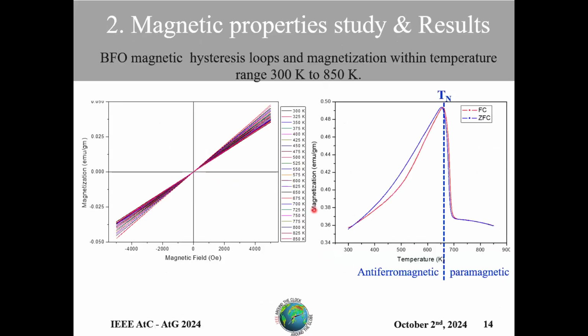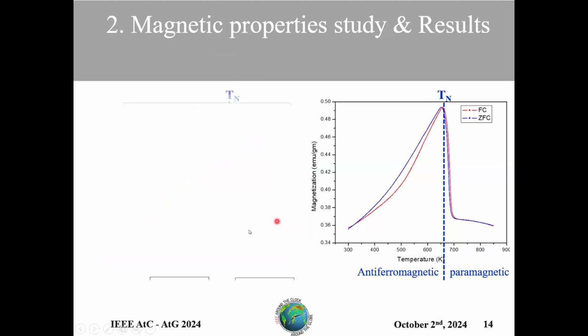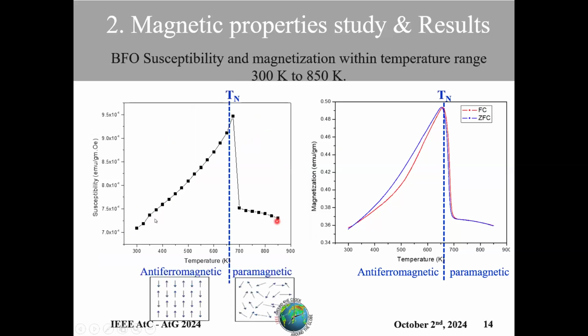This was confirmed by a magnetic properties study where magnetic hysteresis loop and magnetization temperature data was collected within the same temperature range from 300 to 850 Kelvin. The hysteresis loop data then was used to calculate the susceptibility. This, of course, was collected using the VSM SQUID at the Max Planck Institute for Intelligent Systems. Then the susceptibility was calculated and plotted with temperature.